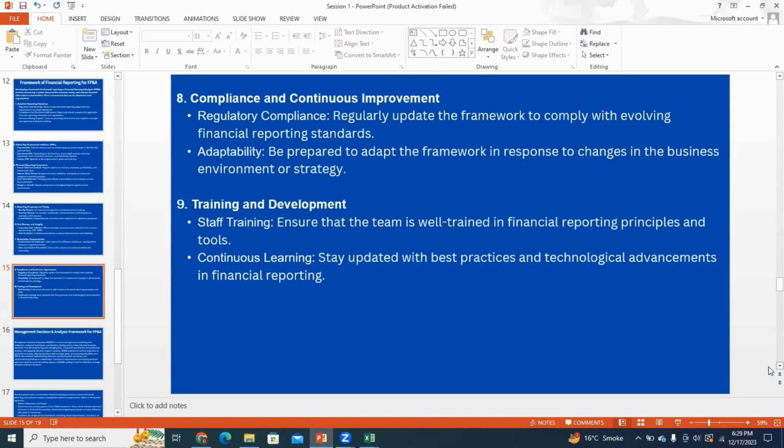Continuous learning: stay updated with the best practices and technological advancements in financial reporting. Yes, this is very important: finance professionals should be updated with the best practices and familiar with the advanced technological advancements in financial reporting. They should be aware of AI tools, the CRM system, and bookkeeping systems. As trends change, there is a lot of difference.